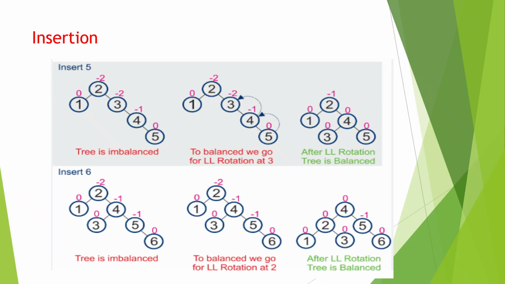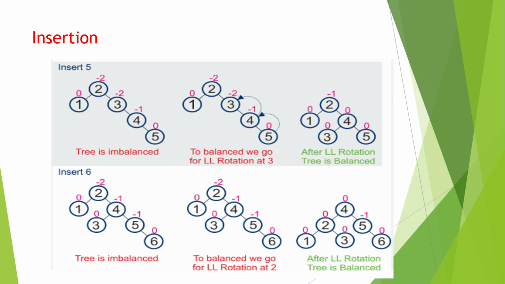5 is greater than 2, 5 is greater than 3, 5 is greater than 4. So we place 5 on the right side of 4. 3 is imbalanced. The balance factor for 3 is equal to -2. The balance factor for 4 is equal to -1. The balance factor for 5 is equal to 0. To balance the tree, we have to perform LL rotation at node 3. Then the tree gets balanced.